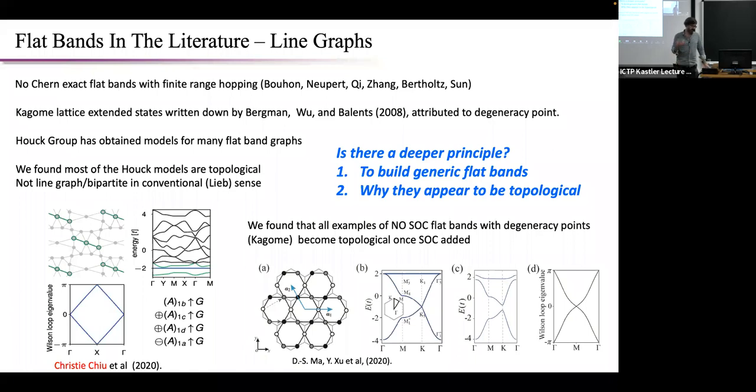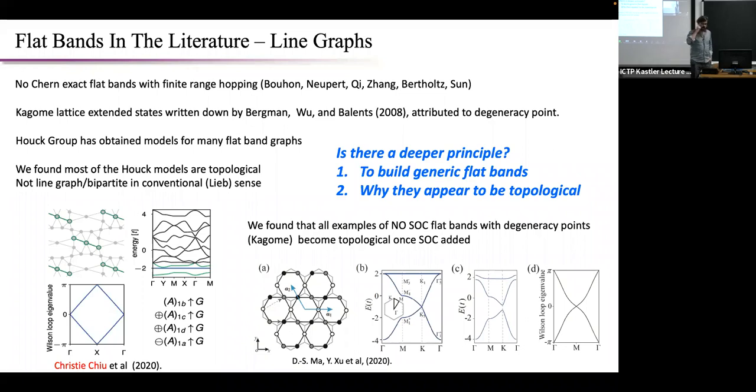Then for other lattices, such as the Kagome lattice, which has flat bands connected to a quadratic touching, there were extended states written down by Bergman, Wu, and Balents back in 2008, which were attributed to the degeneracy point. But in fact, they can be attributed either to the degeneracy point or to the flat band.